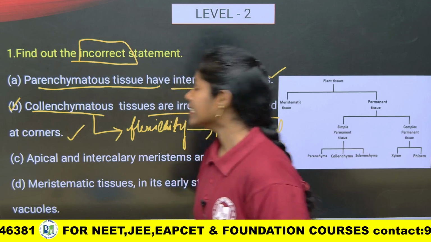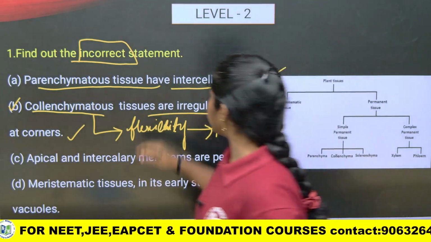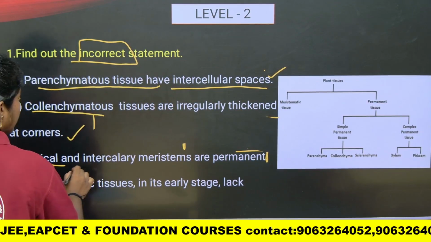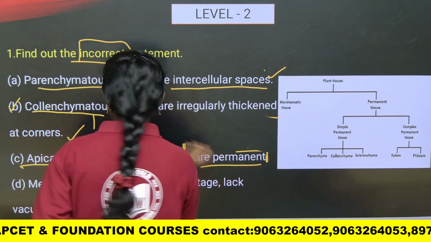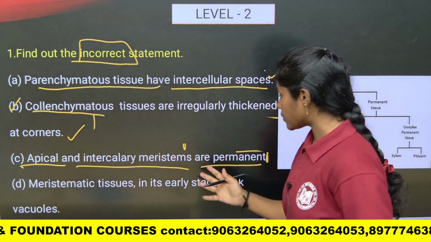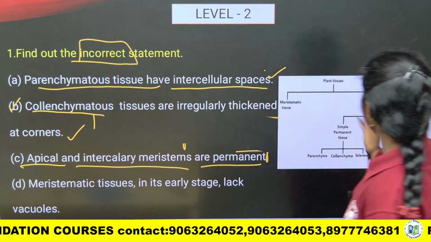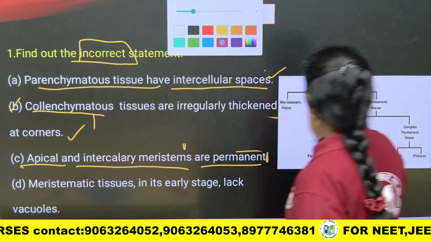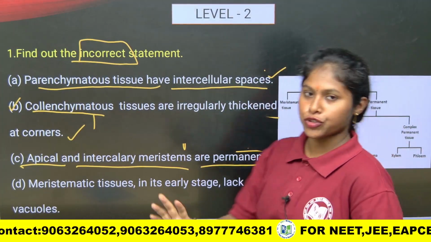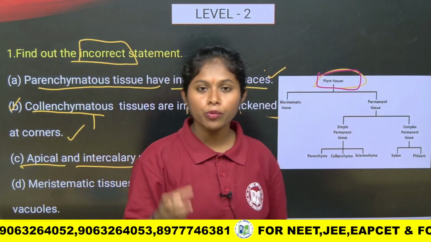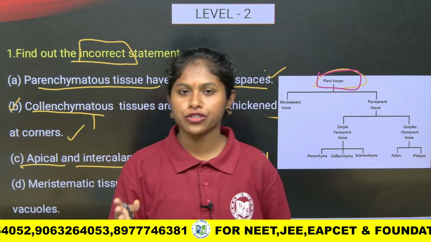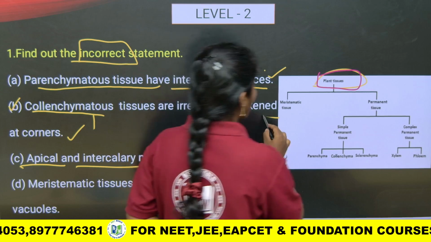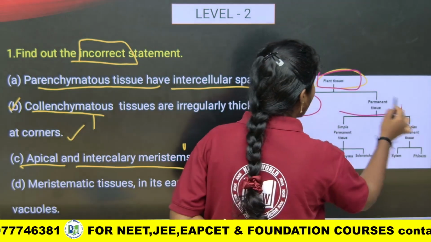So here the third option, see, they are saying apical and intercalary meristems are permanent. Are the apical and intercalary meristems permanent tissues, children? See, these are plant tissues. What is meant by tissues, children? A group of cells together we call a tissue, right? Tissues are mainly divided into two types. What are they, children? Meristematic tissue and permanent tissue.